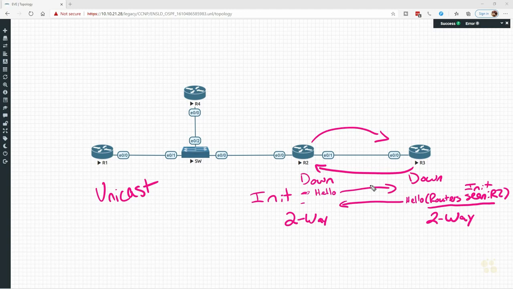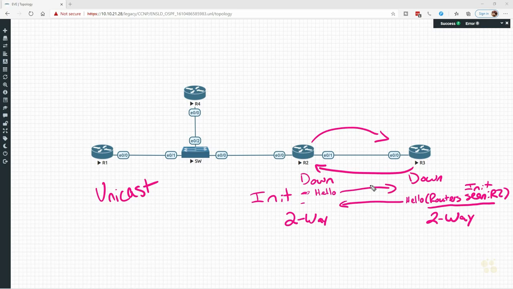The big thing here in the two-way state is we determine whether or not we are on a broadcast network or a point-to-point link, and whether or not we need to perform a designated router election, or if we should even form a neighbor adjacency with this neighbor. Now here's the big kicker. We're going to talk about designated routers and backup designated routers in the very next nugget.